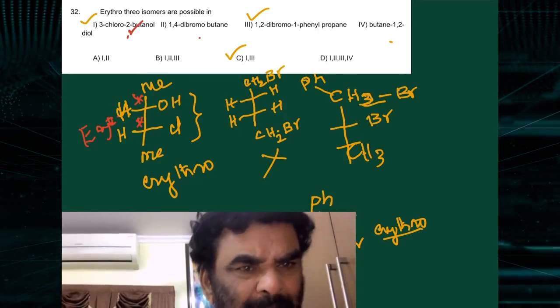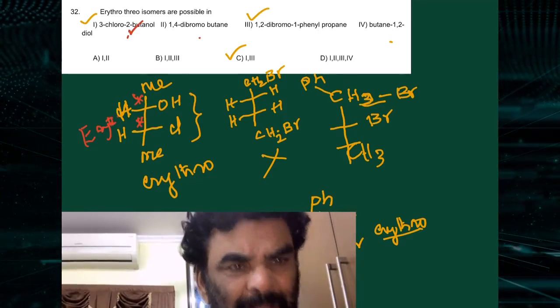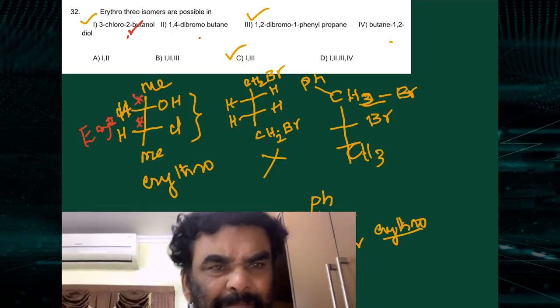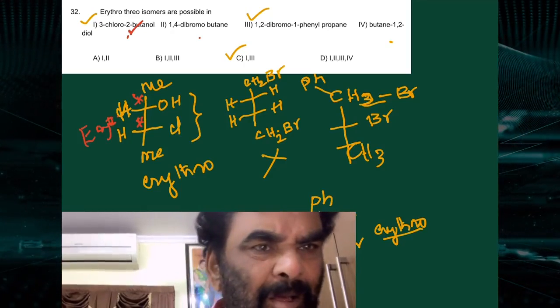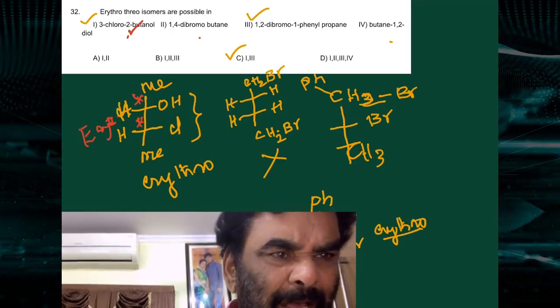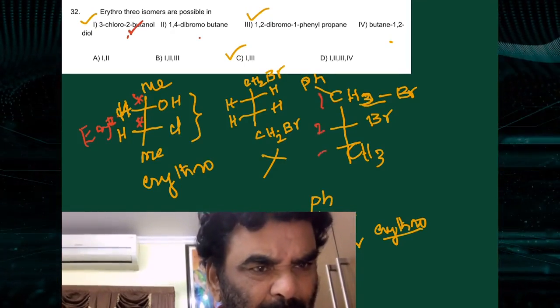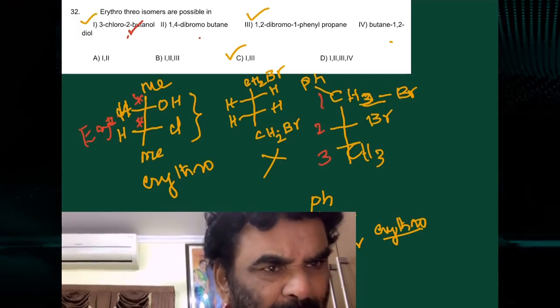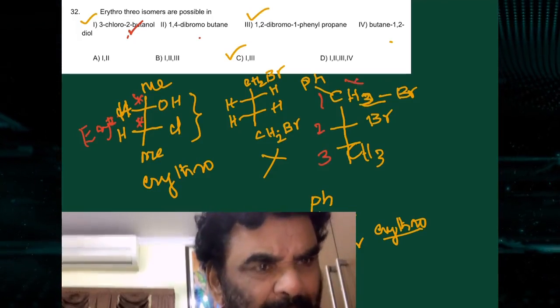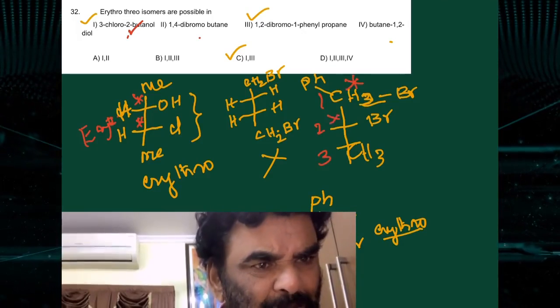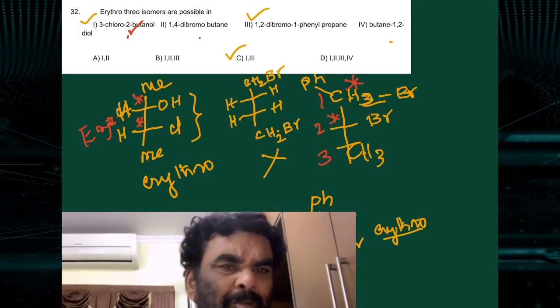1,4-dibromobutane: no chiral center at all. This is the 1,4. There is no chiral center at all. Not possible. 1,2-dibromo-1-phenylpropane. There are 2 chiral centers, you check. When there are 2 chiral centers, both erythro and threo are possible.